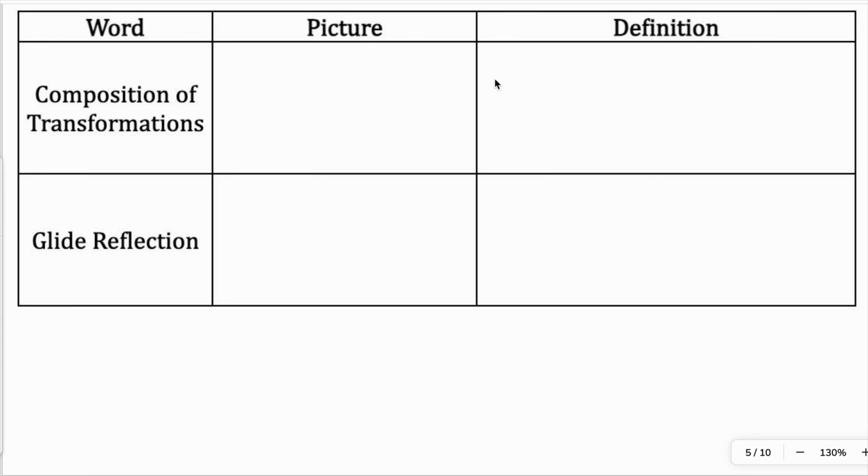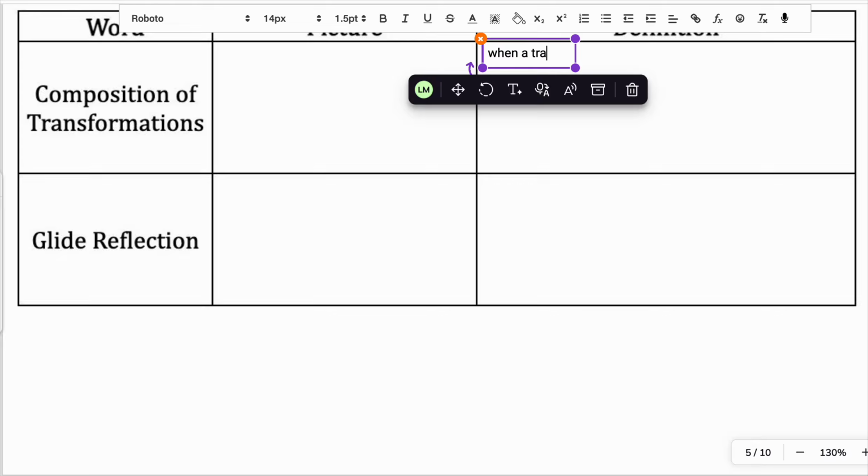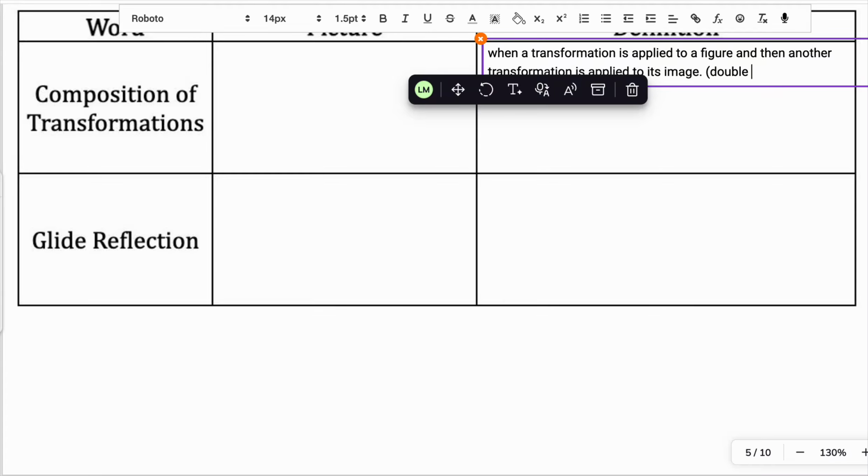So the first thing we want to know is, well, what is a composition transformation? And we're going to go and type that here. That is when a transformation is applied to a figure and then another transformation is applied to its image. So almost like a double transformation.